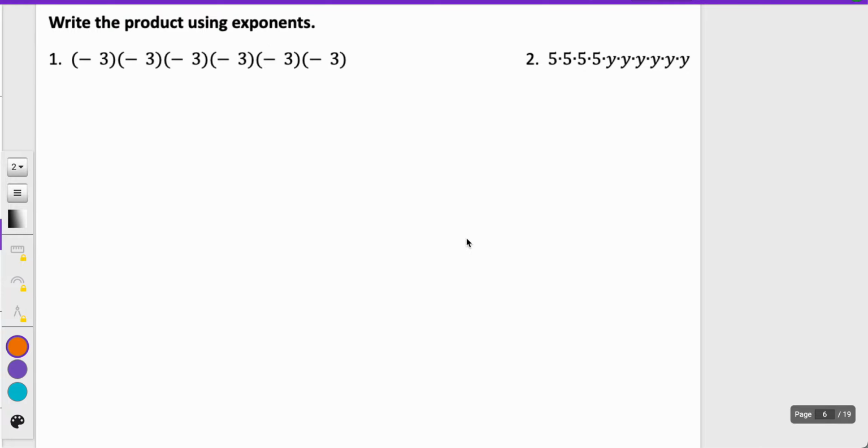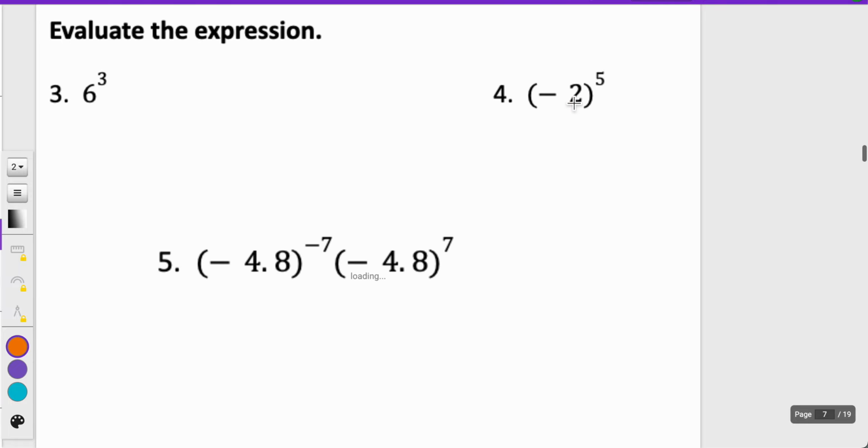So the first ones, we're just using products and writing products as exponents. So this is a -3 in parentheses, and there are 1, 2, 3, 4, 5, 6. So (-3) to the 6th power, that has to be in parentheses for it to work. The next one, I have 5 to the 4th times 1, 2, 3, 4, 5, 6 y's. So y to the 6th.